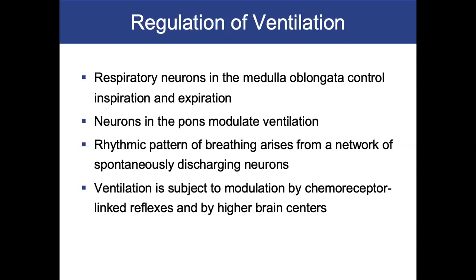CO2 increases, that triggers your respiratory center in the medulla oblongata. It causes you to take a breath. CO2 increases, you take a breath, CO2 drops. CO2 increases, you take a breath, it drops, right? So respiratory neurons in the medulla oblongata control inspiration and expiration. Neurons in the pons modulate ventilation, so they oversee it. Rhythmic pattern of breathing arises from a network of spontaneously discharging neurons.